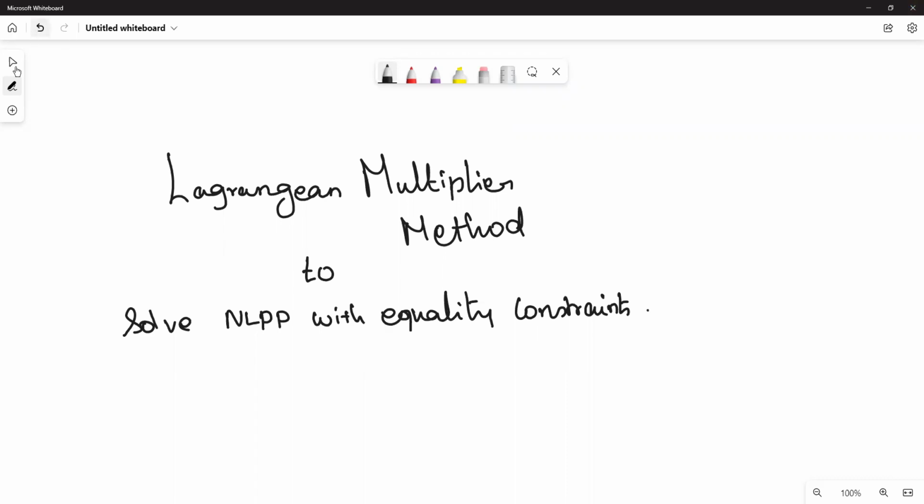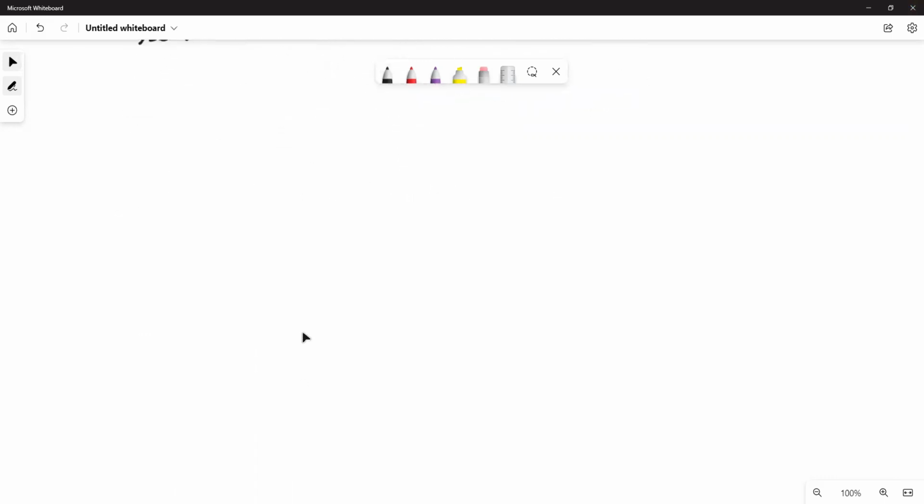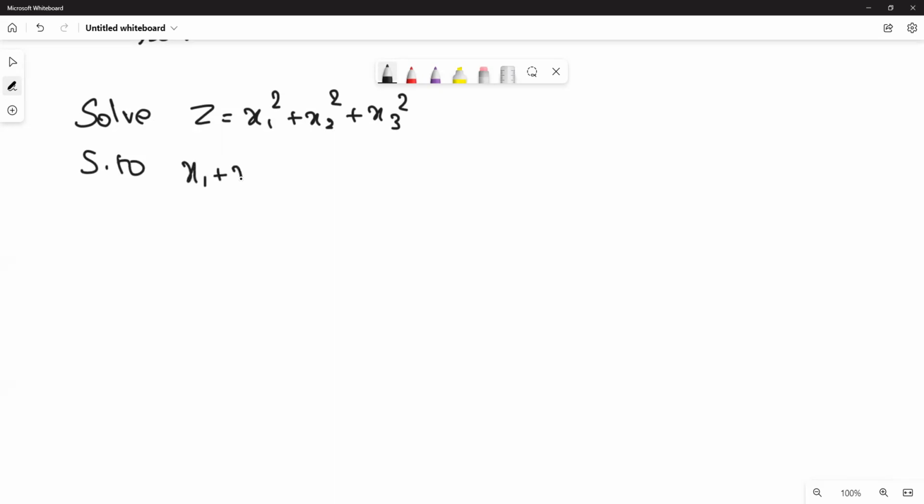Solve z is equal to x1 square plus x2 square plus x3 square subject to the constraints x1 plus x2 plus 3x3 is equal to 2, 5x1 plus 2x2 plus x3 is equal to 5, where x1, x2, x3 greater than or equal to 0. Okay, so first you have to frame the Lagrangian function.